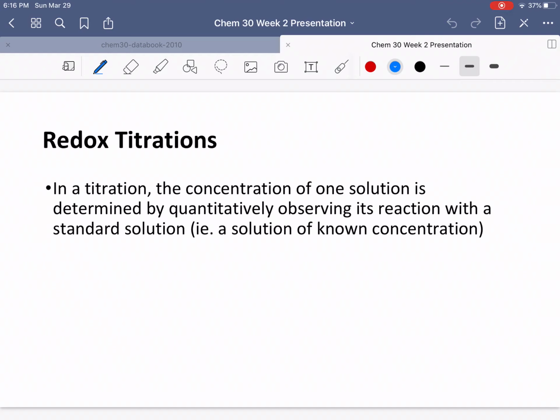Good day, everyone. It is now time for the fifth and final podcast of week 2. And this one is on redox titrations.